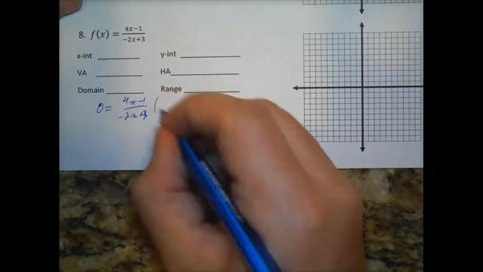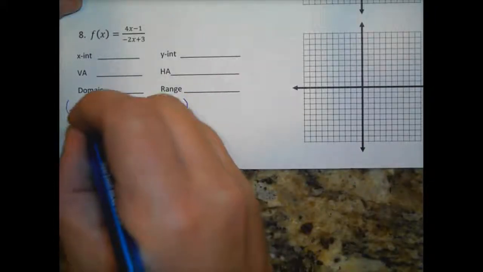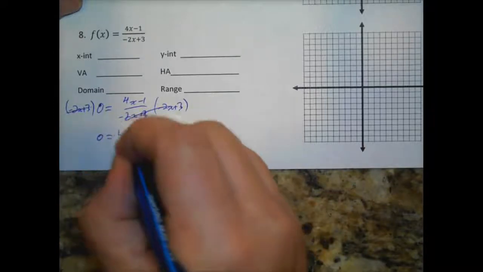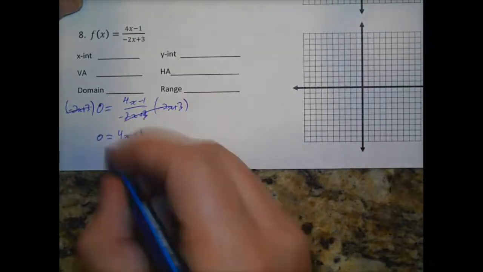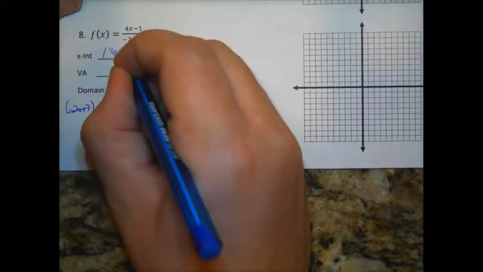So I can multiply by -2x plus 3 on both sides to solve for my x as best I can. So then I end up with 0 equals 4x minus 1. Add the 1, divide by 4, and x equals 1/4. Please, again, write this as an ordered pair. It's not just some random number.